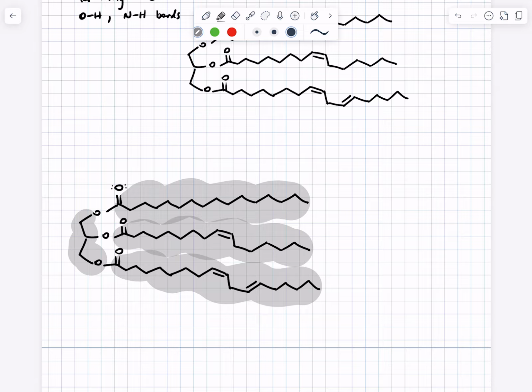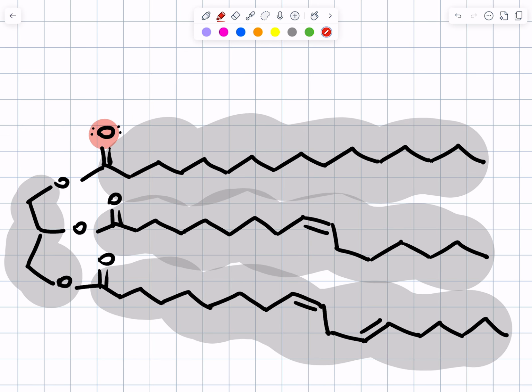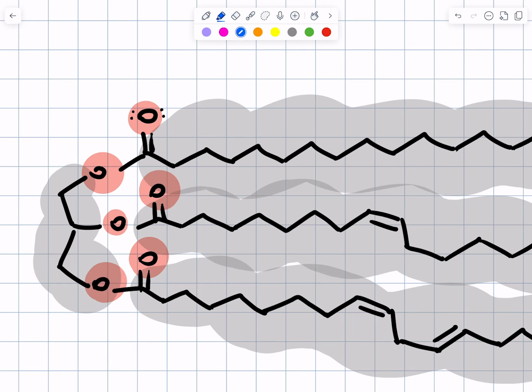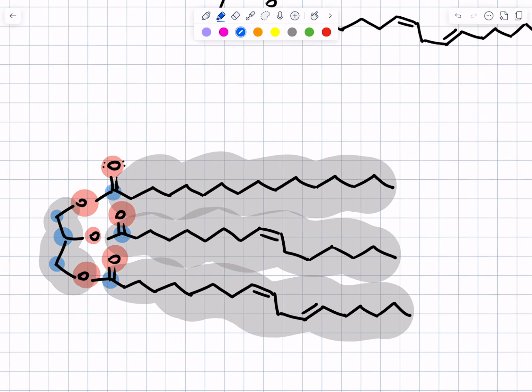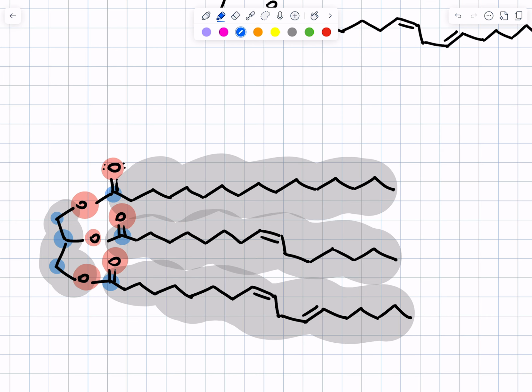We'll use the color red for electron-rich spots of our molecule. Like these oxygens are all electron-rich. And maybe we'll use the color blue for electron-poor. So we would expect the carbonyl carbons to be electron-poor. We would expect these carbons to be somewhat electron poor. But overall, you can see most of the molecule is gray.